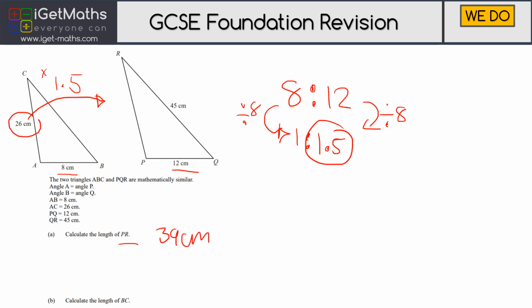Now, question B, you're going to calculate the length of BC. The length of BC is this side, and you're going to get the corresponding side on the larger shape. This time you're going from the larger shape to the smaller one, so you're going to divide. So we're going to do 45 divided by 1.5, which is the linear scale factor. That gives you 30 centimeters for BC. And you're done.